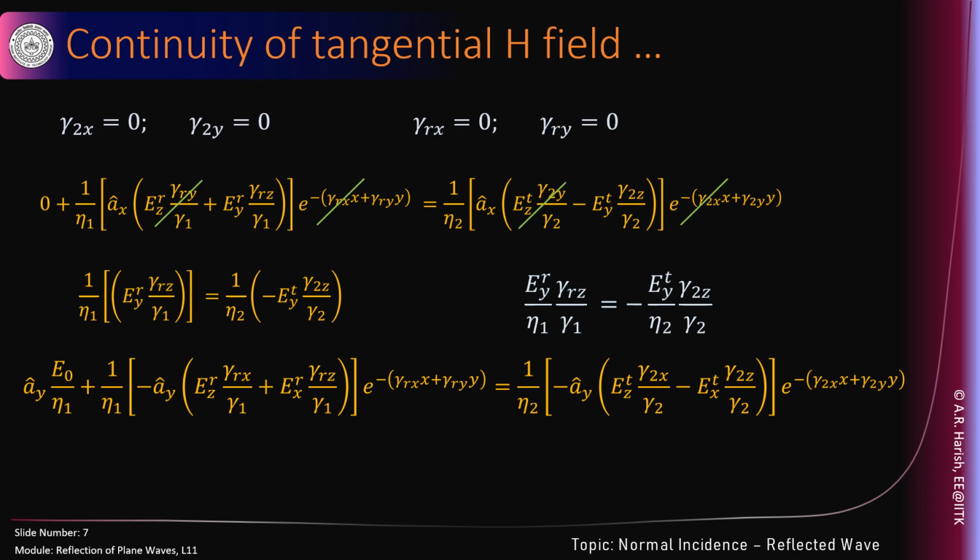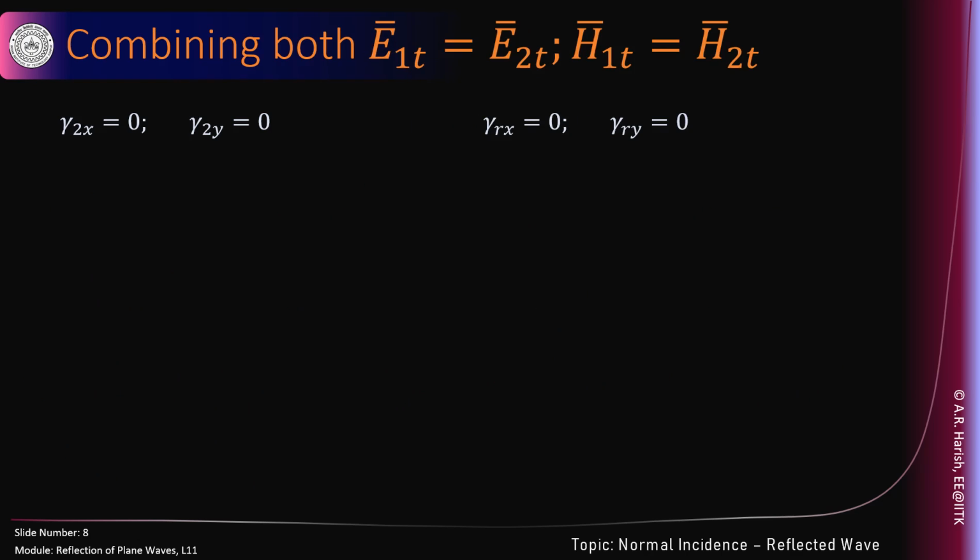Now, how about the second equation, that is continuity of Y component? Yes, introduce the same conditions, gamma rx, gamma ry, gamma 2x, gamma 2y are all 0, and this results in a little longer equation, but not too complicated. Convince yourself that I have not missed any factor, I have not goofed up with the sign, and all the terms are sitting there in the right place.